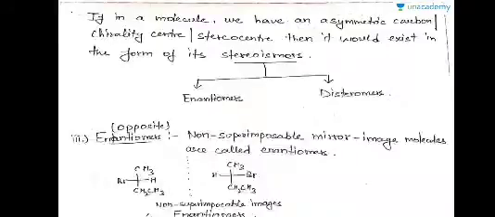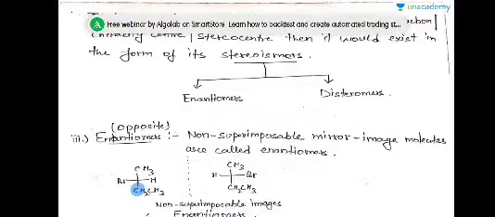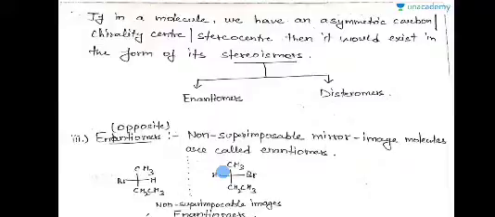Next, if in a molecule we have an asymmetric center or a chirality center or a stereo center, then that compound would exist in the form of its stereoisomers. Friends, stereoisomers are of two types. Number one, enantiomers, and number two, diastereomers. Friends, enantiomers are those isomers which are non-superimposable mirror images of each other. For example, here these two are mirror images of each other which are non-superimposable. So we can say that these two molecules constitute an enantiomeric pair.